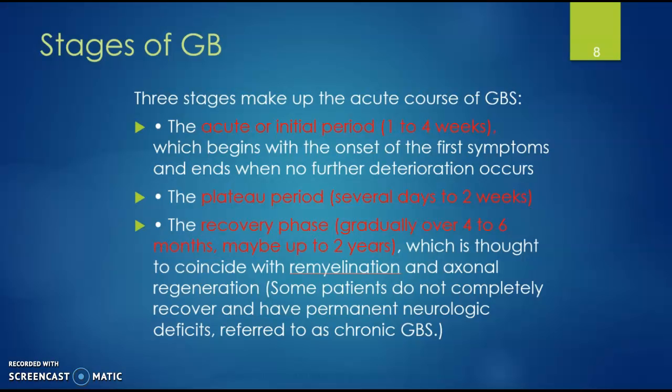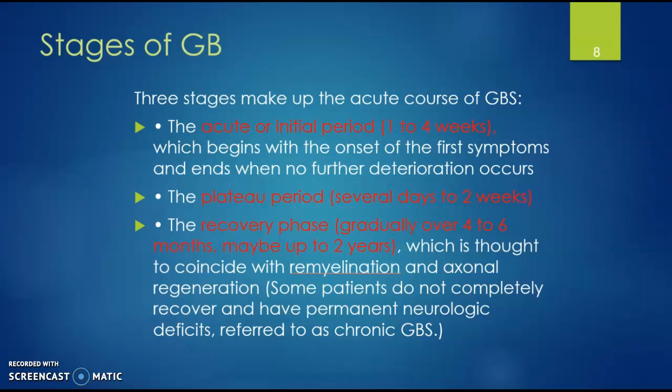So, stages of Guillain-Barre. Three stages make up the acute course of this, and this could be very, very long lasting if you look at these parameters. The acute or initial period can be 1 to 2 weeks, and it starts with the onset of symptoms until no further deterioration occurs. So essentially, within the initial period, you are going to get to whatever level of full paralysis that you are going to be in.